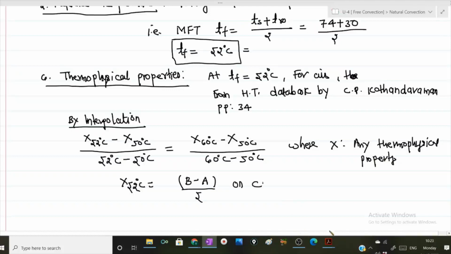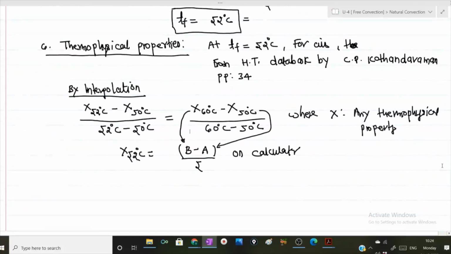So on the calculator, you can type this formula, okay, where A will be any thermophysical property at 50 degrees Celsius and B will be any thermophysical property at 60 degrees Celsius. Just go on calculating. You can calculate different thermophysical properties like rho, mu, nu, Cp, K and Prandtl number. So I could calculate all these thermophysical properties using the same formula on my calculator.